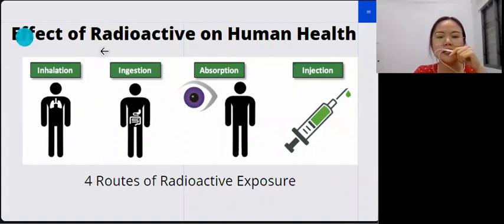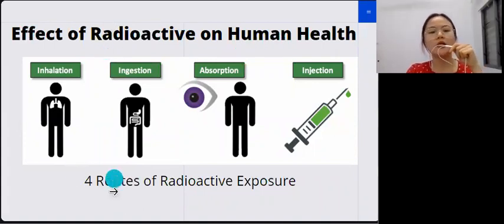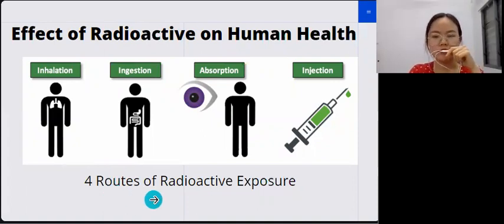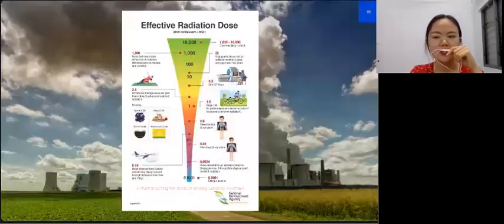Next, I'll present about the effect of radioactive on human health. There are four main routes of radioactive exposure, including inhalation, ingestion, absorption, and injection. Actually, we are exposed to radiation every day, and a low level of radiation is not dangerous.